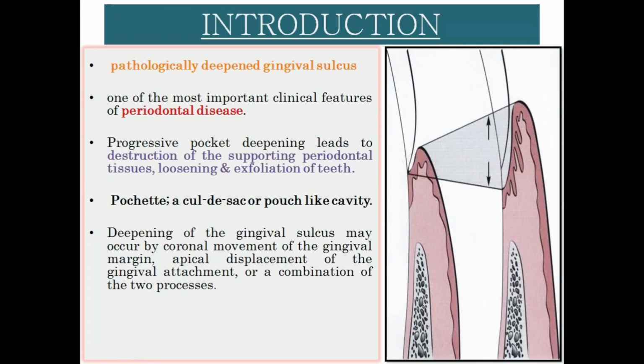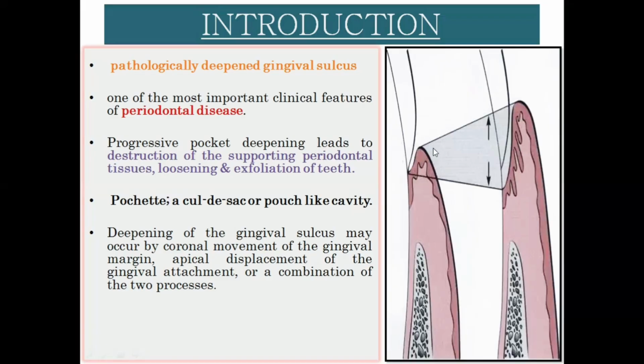This is the most important clinical feature of periodontal disease. Now, this progressive pocket, it happens by the destruction of the supporting periodontal tissues, and it leads to loosening and exfoliation of teeth. This word pocket comes from a French word pochette, which means a cul-de-sac or a pouch-like cavity. This periodontal pocket can happen in two ways.